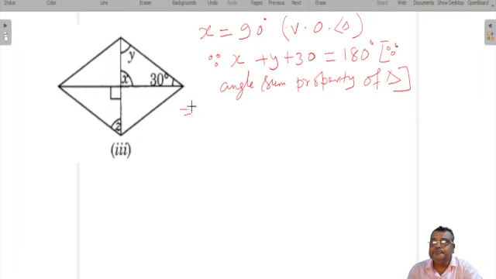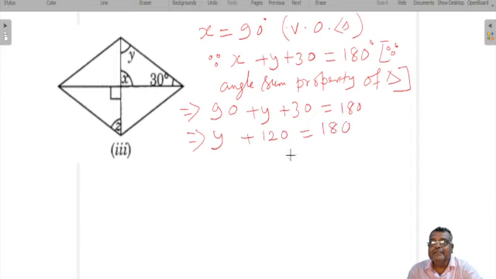Now you see, X is equal to 90 plus Y plus 30 is equal to 180. Therefore, Y plus 120 is equal to 180. So, Y is equal to 180 minus 120, 60 degree. Y is equal to 60 degree. So you are getting X and Y.